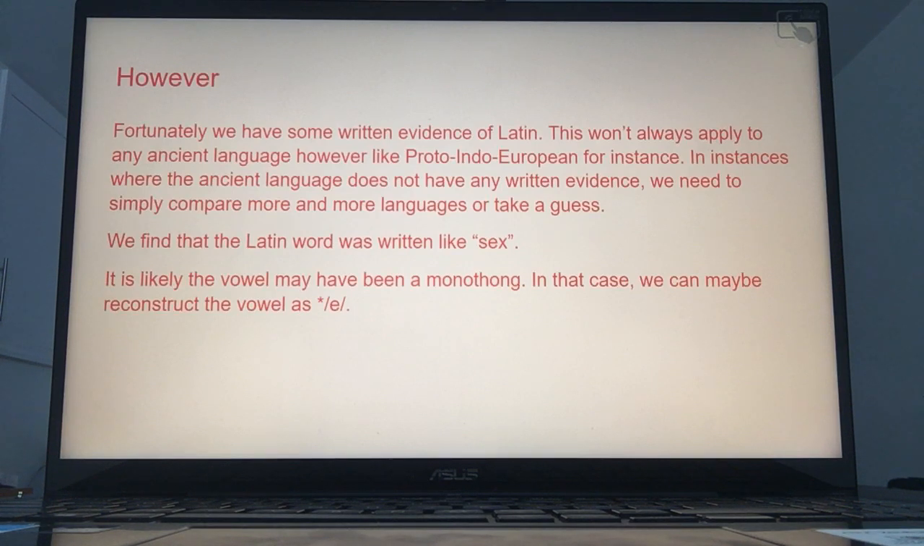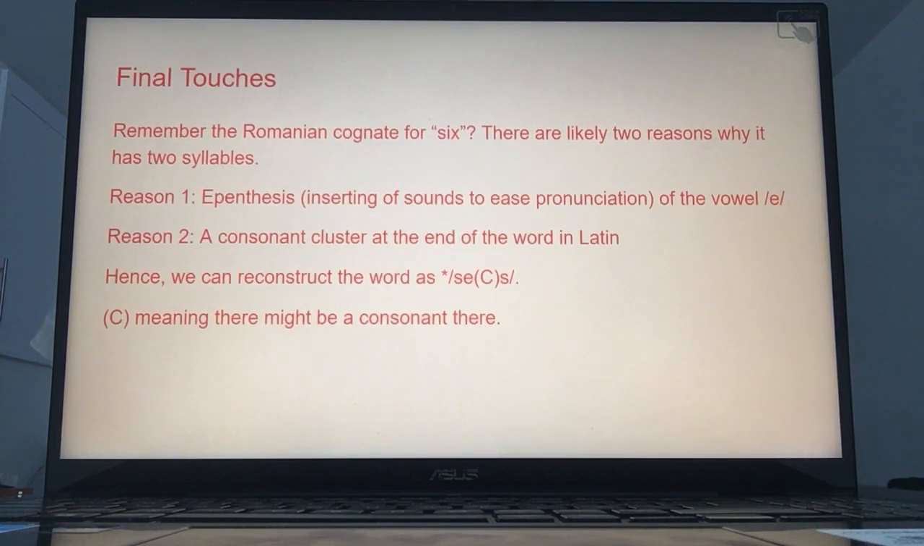Anyways, we look at the written form and we see that it's sex. From this, we can maybe say that the vowel was most likely a monophthong. So maybe we can reconstruct it as A. Let's do the final touches.